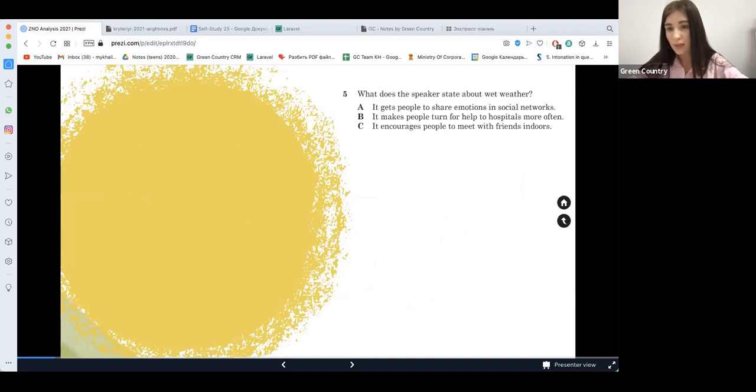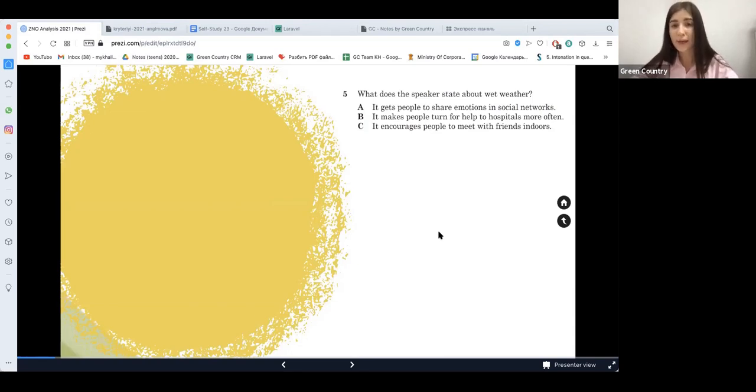So again, our task here is to underline the keywords. What about the question itself? Speaker state wet weather. This is also one of the confusing questions on the exam. I think lots of students had problems here. So wet weather. What is wet weather? It can be, for example, raining or snowing. That is also kind of wet weather. So we need to hear some synonyms of this word as well. It will not be mentioned the same way. He or she will not say wet weather.